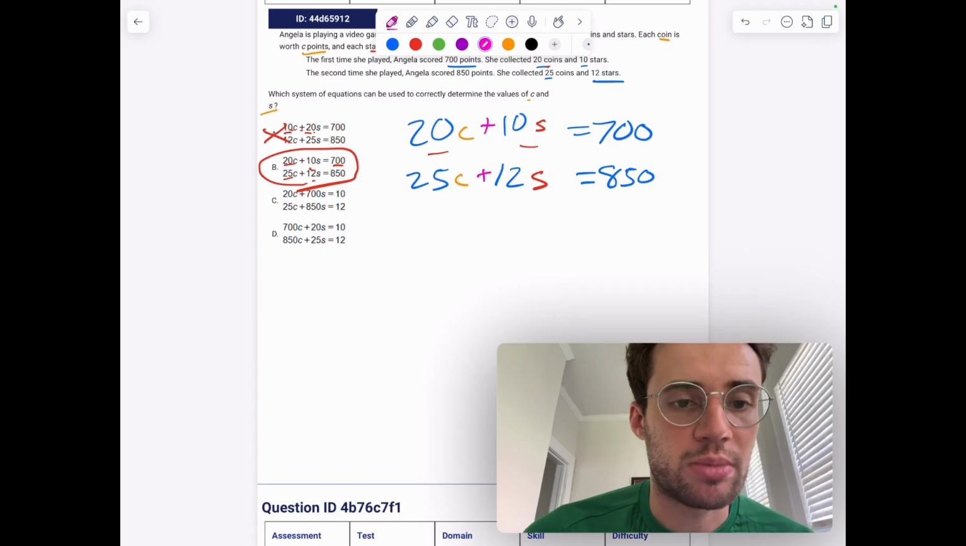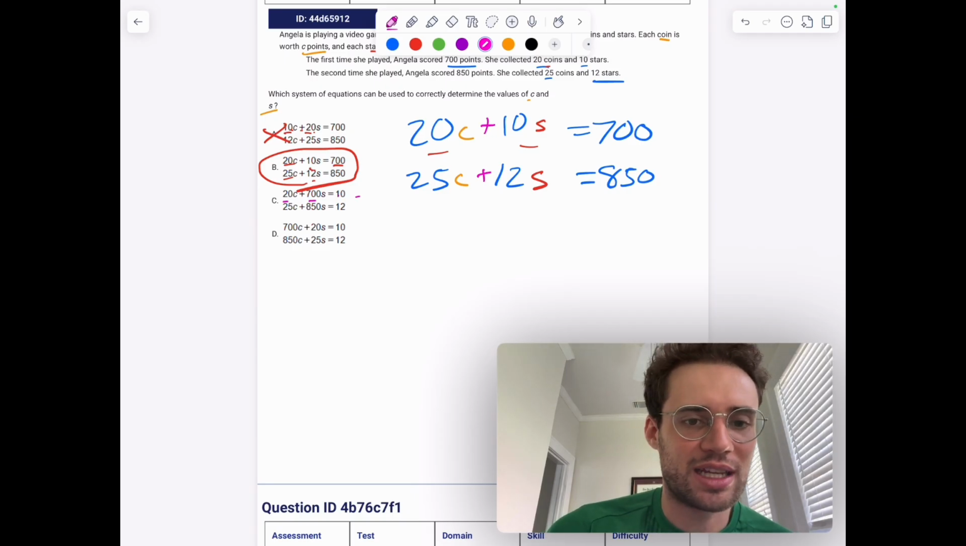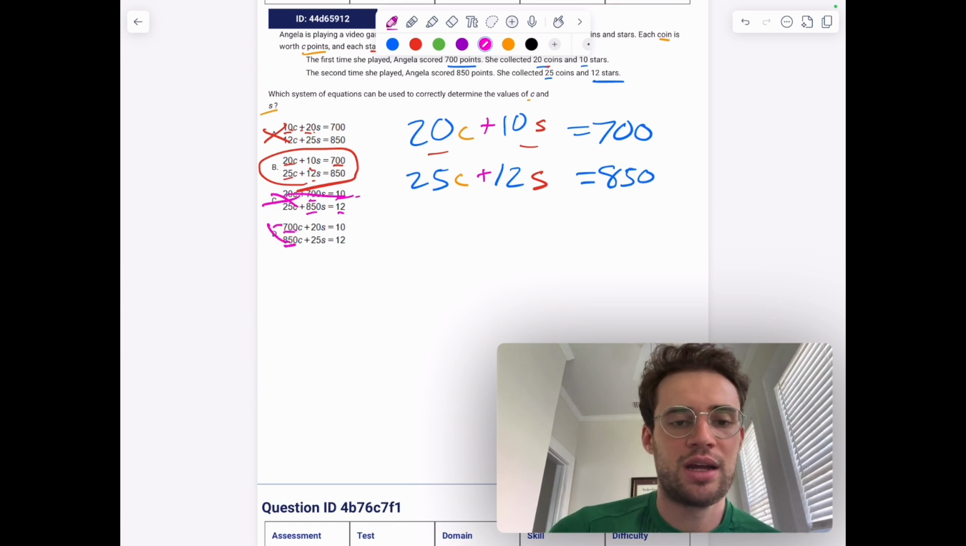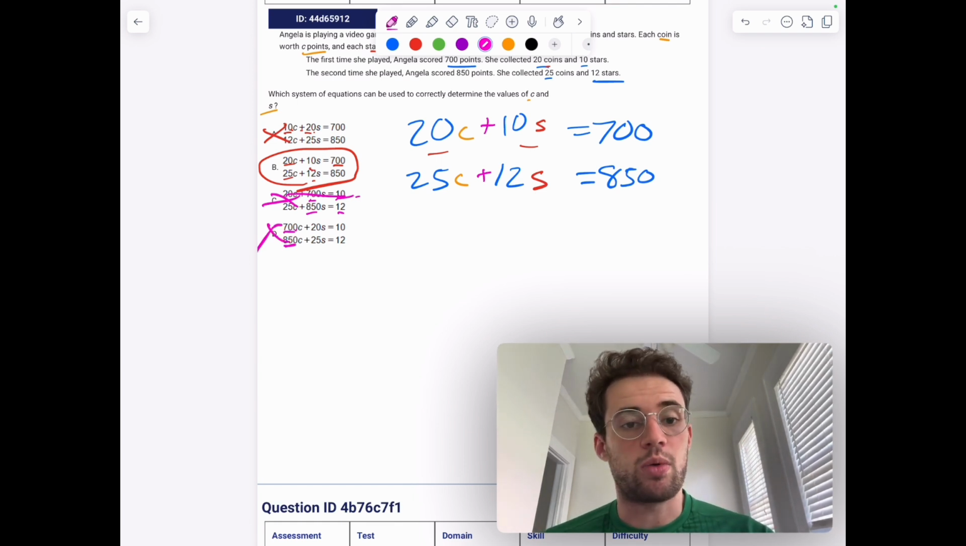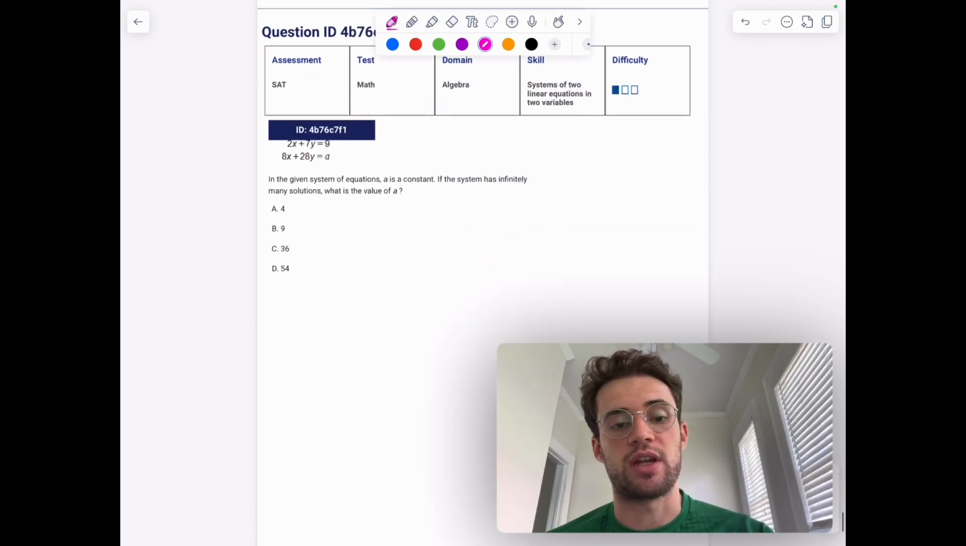Now let's see what they messed up with C and D. 20C plus 700S. So 700 should be the total, and it should be 10 stars. They did this as if you got 700 stars, and when you add that with the 20 coins, it was only worth 10 points, so that's wrong. They did the same thing here. They switched the 12 and the 850. So C is wrong, and D, they put the 850 as the coefficient in front of the coins in the second equation. That's wrong. So it's just going to be B there. 20C plus 10S equals 700, and 25C plus 12S equals 850.